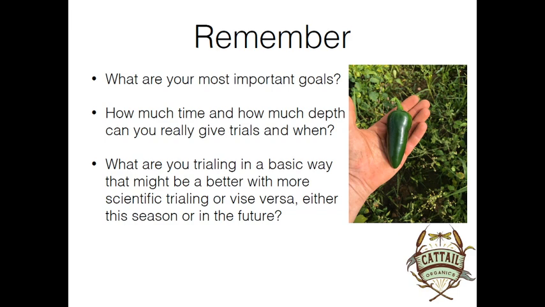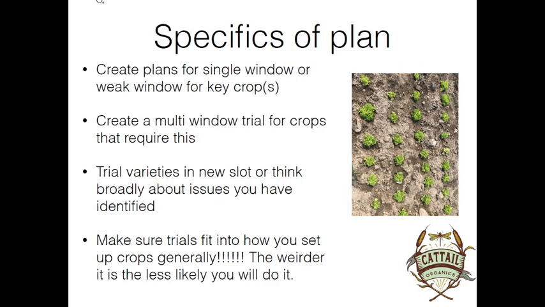And what are you trialing just by observing that you might want to consider doing something a little bit more rigorous or scientific with in the future, so that you're progressing season by season through your trialing plan, and making sure that you're covering the things that are actually going to be the most significant to you moving forward. So I think now I will turn it over to Julie and we'll get into the specifics of variety trialing. Great, thanks, Kit.